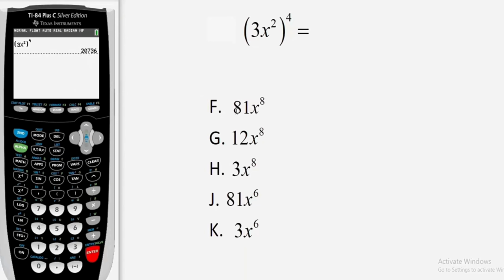So let's begin with option F here. Let's remove this. So we have option F is 81x to the power 8. So that's it, guys. Let's press enter to see if we're going to get the right output. 20,736 exactly. So the correct option here is option F.